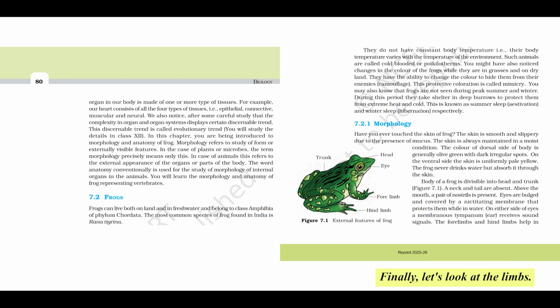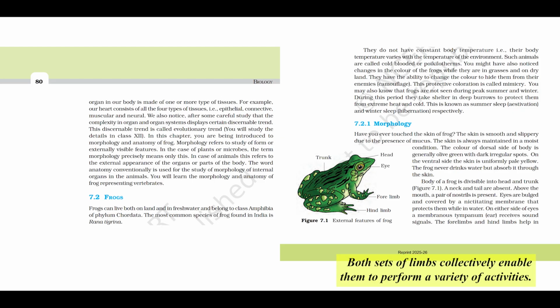Finally, let's look at the limbs. Frogs possess two pairs: the forelimbs, anterior limbs, and the hind limbs, posterior limbs. Both are absolutely essential for their diverse movements. The forelimbs are shorter and end in 4 digits. In contrast, the hind limbs are significantly larger, much more muscular, and end in 5 digits. This difference in size and musculature is key to their powerful movements, like leaping. Both sets of limbs collectively enable them to perform a variety of activities.